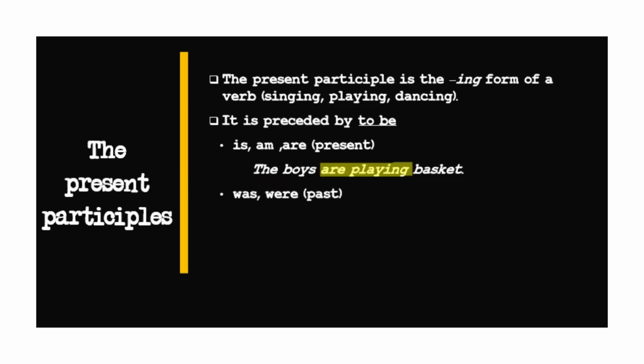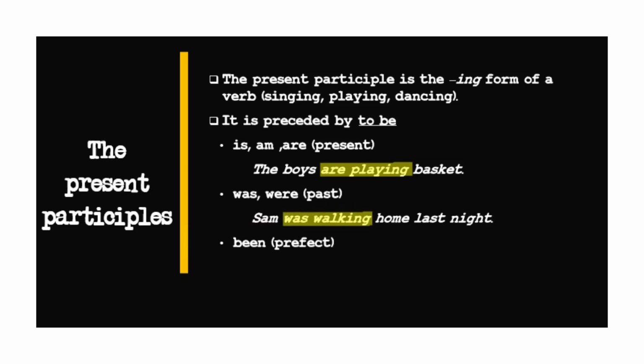Was and were are the to be for past tense. For example, Sam was walking home last night. And been is the to be for perfect. For example, the girl has been swimming for an hour.